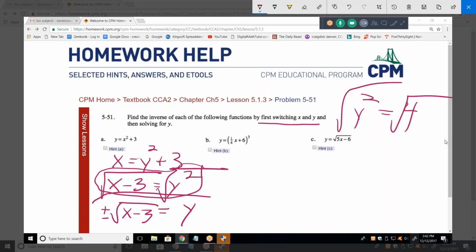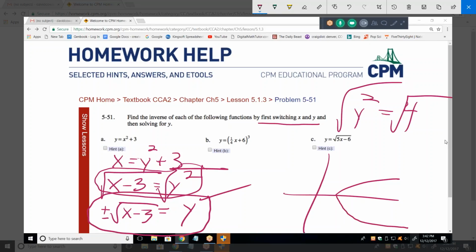That's the actual answer. Now, there is a problem here. They didn't say find the inverse function. They said find the inverse. This is the inverse. Turns out that's not a function. That's a combination of functions. The plus square root of x minus 3 is that. The minus square root of x minus 3 is this.